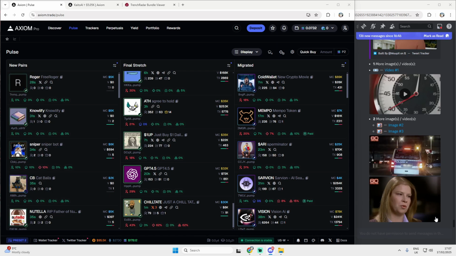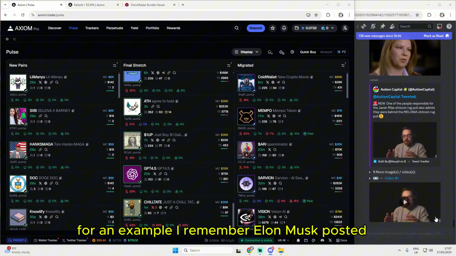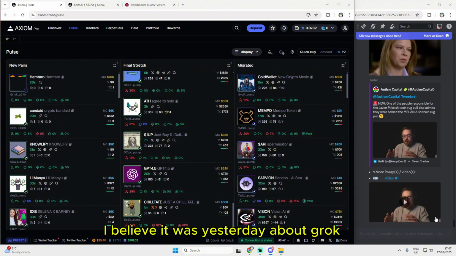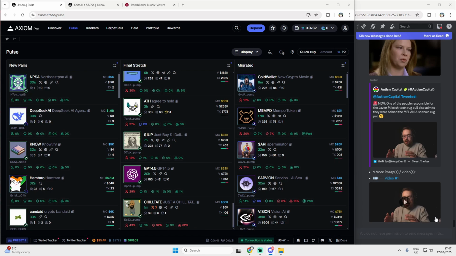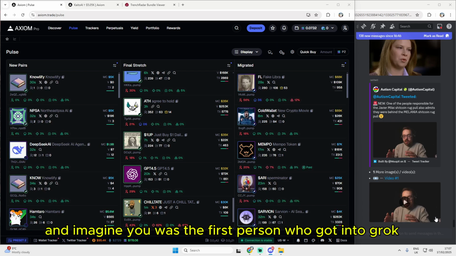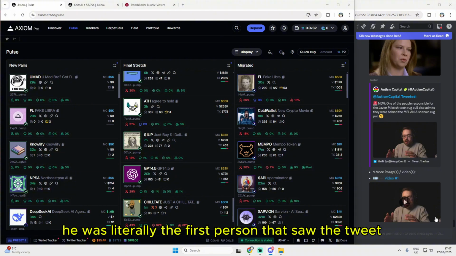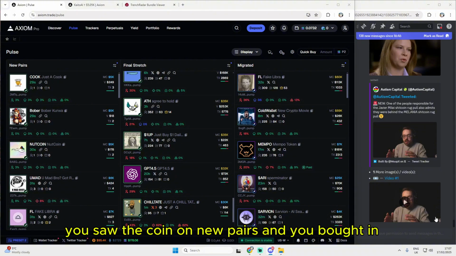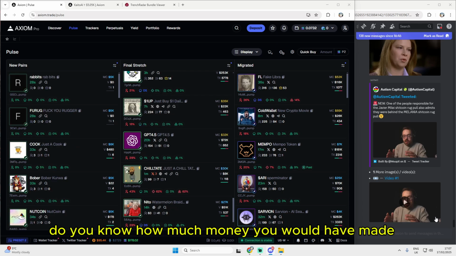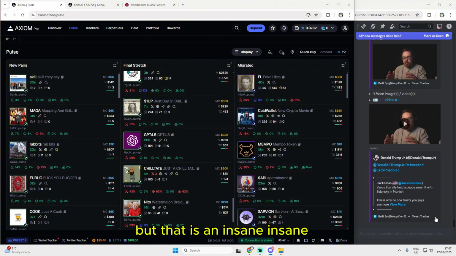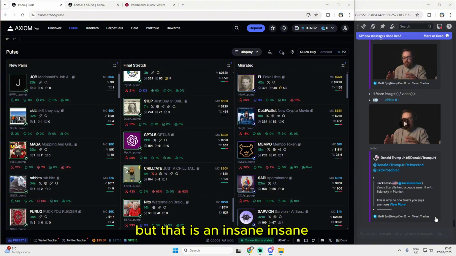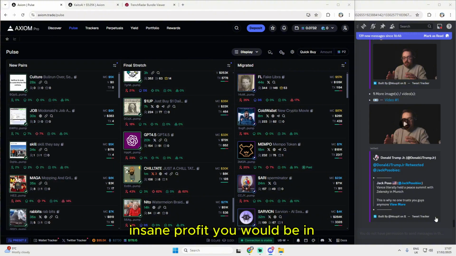For example, I remember Elon Musk posted, I believe yesterday, about Grok. And till today, there are still coins being made about Grok. Imagine you were the first person who saw the tweet, you saw the coin on New Pairs, and you bought in. Do you know how much money you would have made? I think the coin is like $1 billion now. Please correct me if I'm wrong, but that is an insane profit.